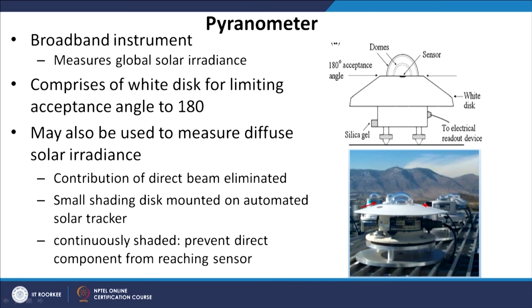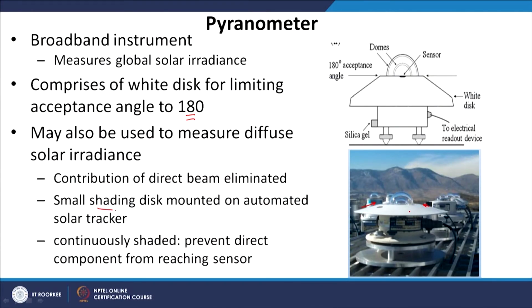This white plate has been given so that the radiation coming into this dome comprises only the radiation coming from the sky in the 180 degree angle, and no radiation coming from the earth surface is accepted. It measures the entire amount of radiation that is received, that means DHI as well as DNI, and that is why it is called a GHI instrument.